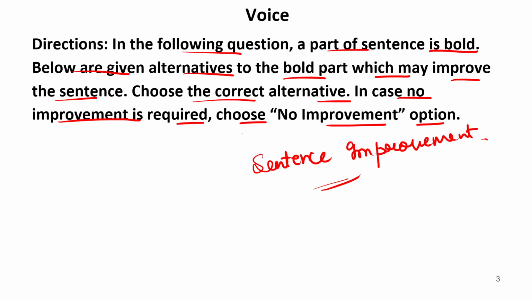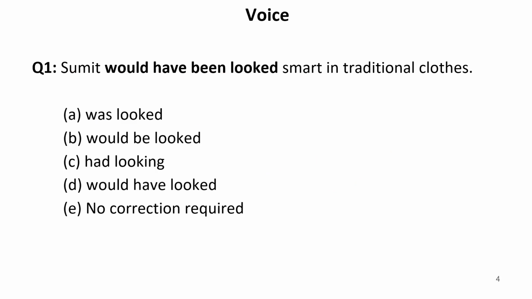So in this session, we are going to discuss active passive voice in the form of sentence improvement. So let's begin the session. Now we know very well that whenever there is an active sentence, the basic structure of it is subject plus helping verb, then we have main verb, and then we have object. So this is basically the basic structure of an active voice.